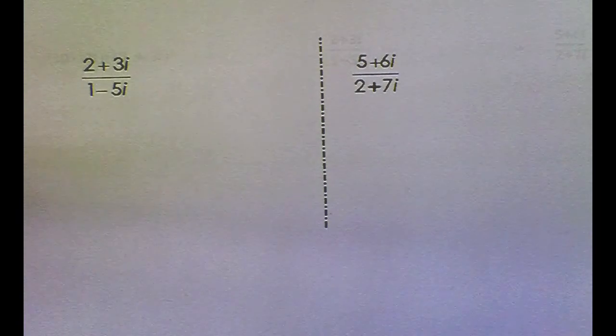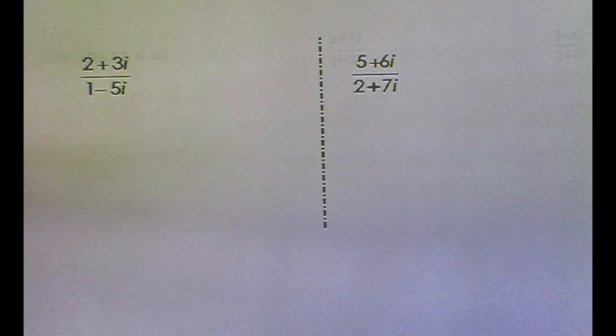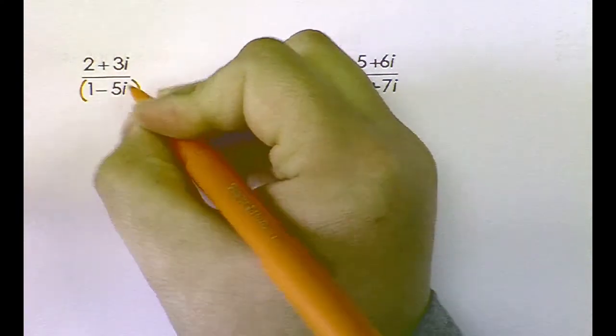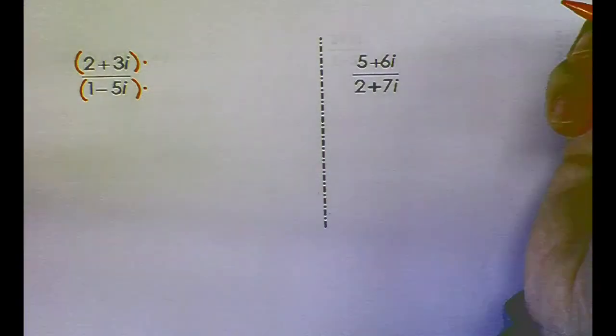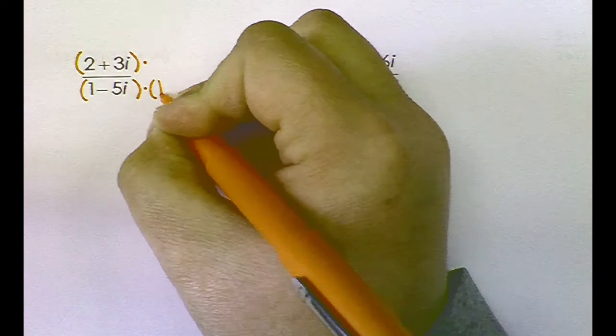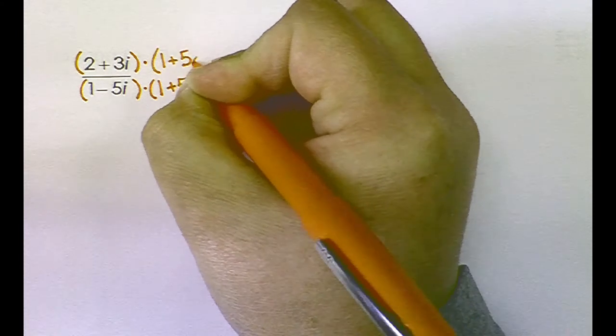And now, when we are dividing complex numbers, remember that i is the square root of negative 1. We can't have square roots in the denominator, so we have to deal with that. The trick to this is that you multiply the numerator and denominator by the same thing. That thing happens to be the complex conjugate of the denominator. So 1 plus 5i is what we'll multiply by.